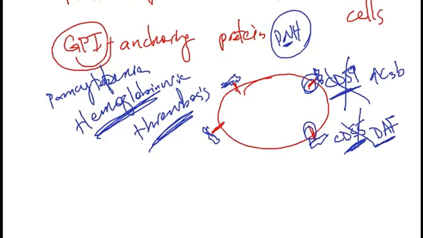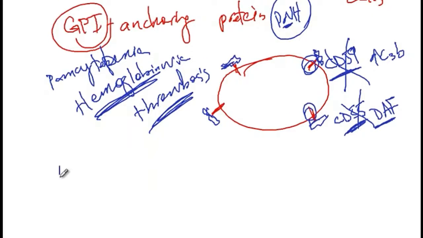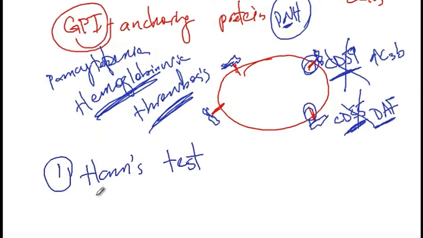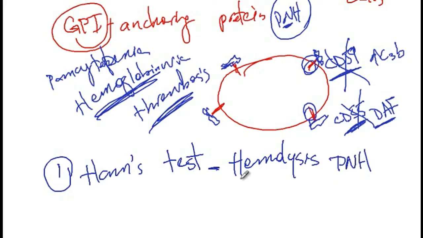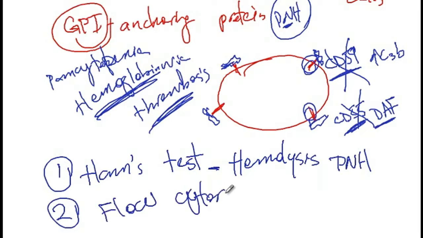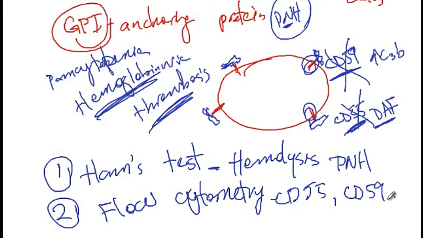Now, there are two different tests that you can use for diagnosis of PNH. And the first one is called the Ham's test. And all you have to do is place the patient's blood cells in an acidic environment, and then you will see that the complement activation will cause hemolysis of the blood cells in patients with PNH, versus blood cells of normal patients, which would not undergo hemolysis in that acidic environment. And then the second test you would use is flow cytometry, to show that the CD55 and CD59 are missing in these patients.